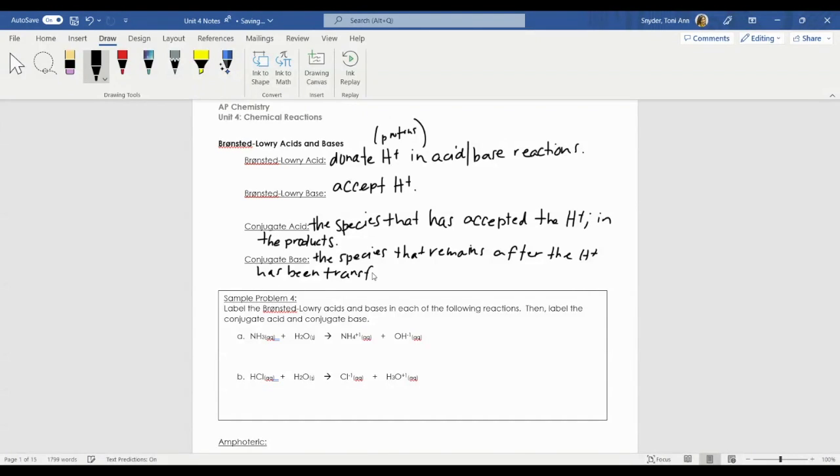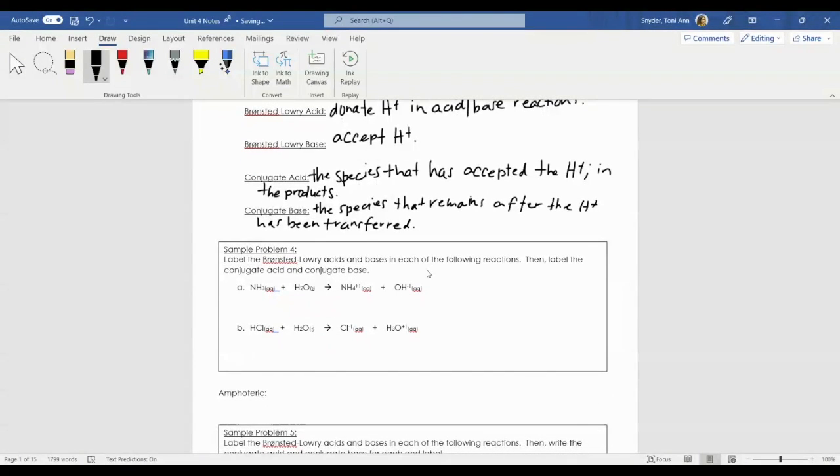I think it's easier to look at an equation and see this than it is to talk more about it. So let's just dive into sample problem 4. Sample problem 4 says, label the Bronsted-Lowry acids and bases in each of the following reactions. So there's 2 of them here. I want to identify on my reactant side which is the acid and which is the base. But in order to do that, we have to consider what's on the product side of the equation as well. Sometimes you'll have to predict that, which is a whole other can of worms. We're not going to get into that yet.